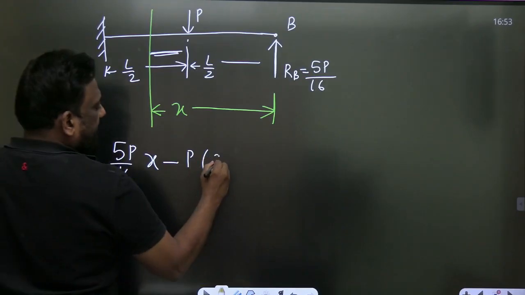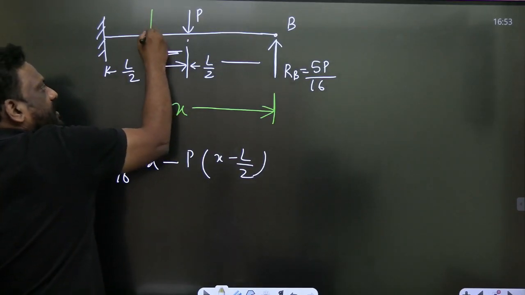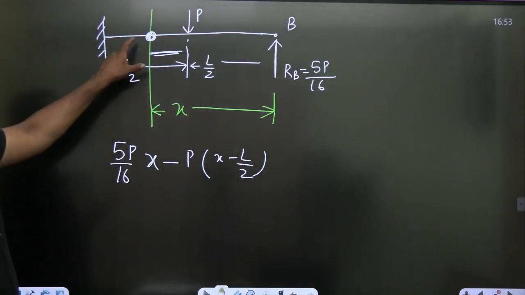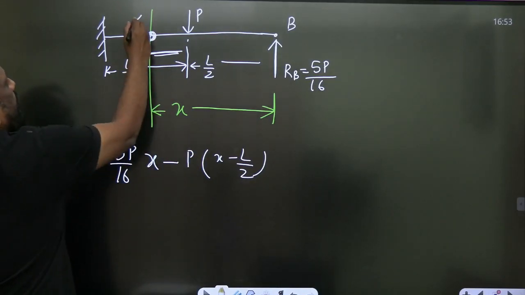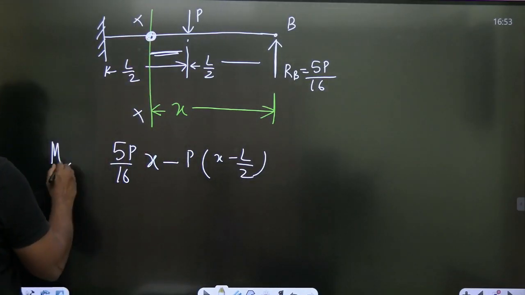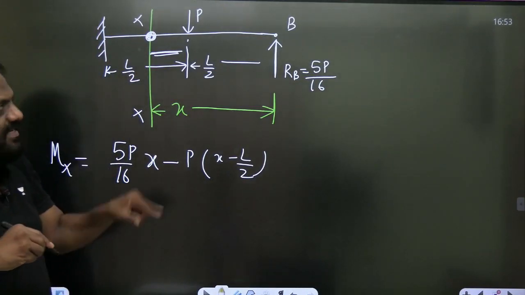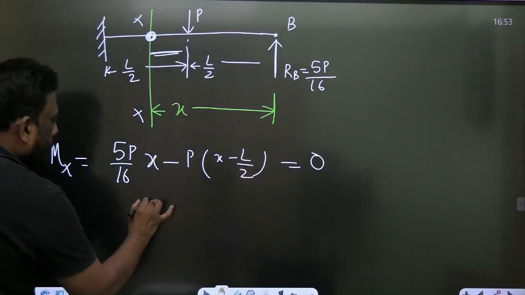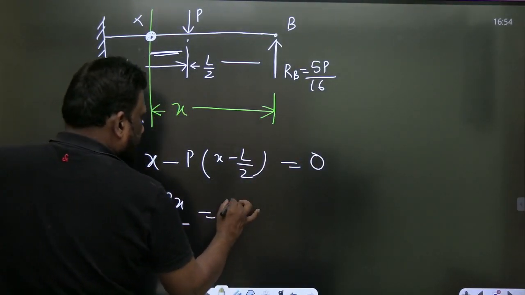X minus L by 2. If you want this to be the point of contraflexure, at the point of contraflexure the bending moment changes its sign. So therefore, here the bending moment will be 0. I have calculated the bending moment at any section XX. And if you want this point to be the point of contraflexure, here the bending moment must be 0. Excellent, sirs. So 5P by 16 is equal to P.